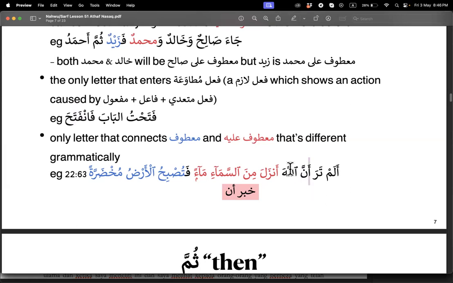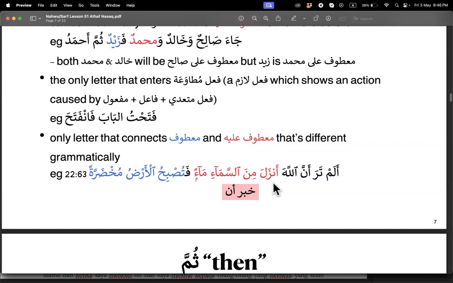So lafzul jalalah is our isim of anna. And where's our khabar of anna? Anzala minas sama. Yes, exactly. This whole jumlah, what kind of jumlah do we have? Jumlah fi'liyah, which would be fi mahali rafa, khabar of anna.